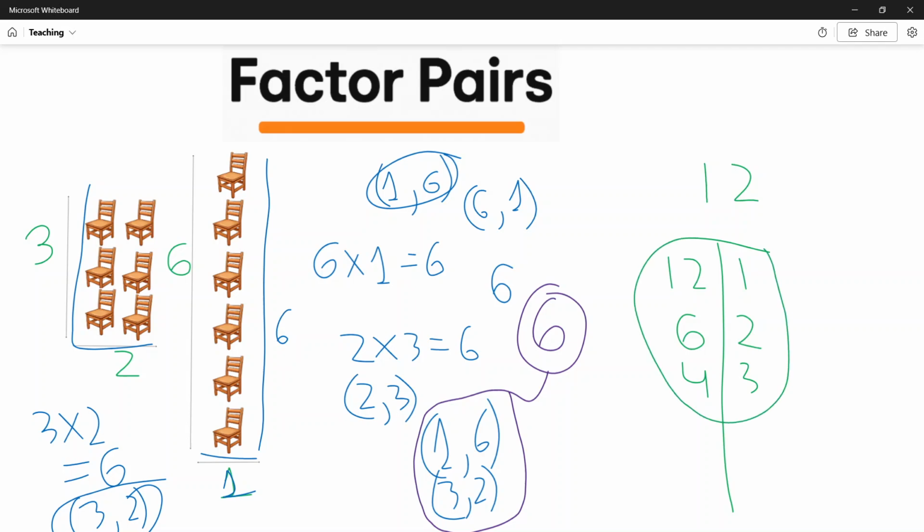From 1 to 12, we counted which numbers divide evenly into 12. We got all of these. So we write them together, separated by commas, as our final answer. That is going to be the factor pairs for 12.